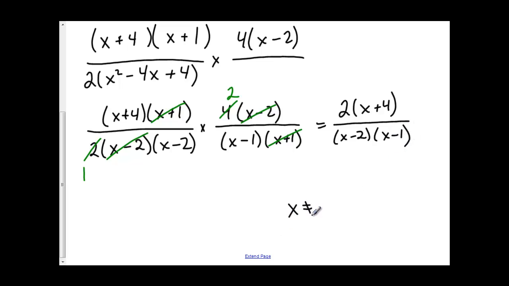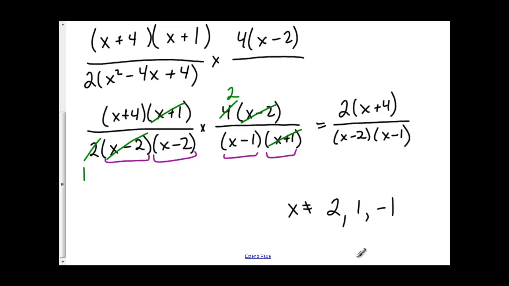Now I need to determine the values that x can't be, and I need to do this for all values of the denominator. So this one and this one are both going to give me a value of x cannot equal 2. This one is going to give me a value of x cannot equal 1, and the final one is going to give me a value of x cannot equal negative 1.